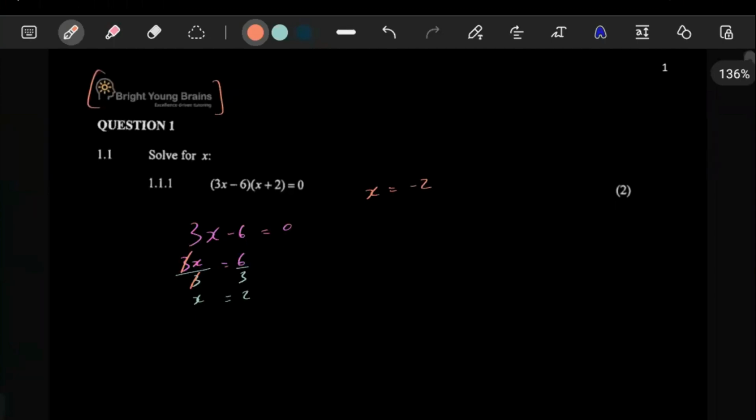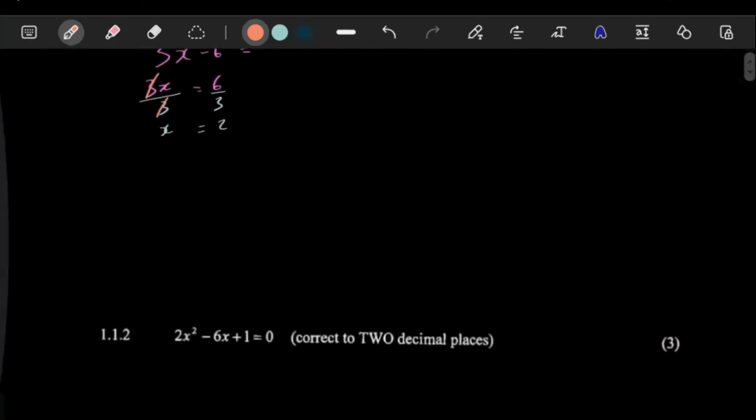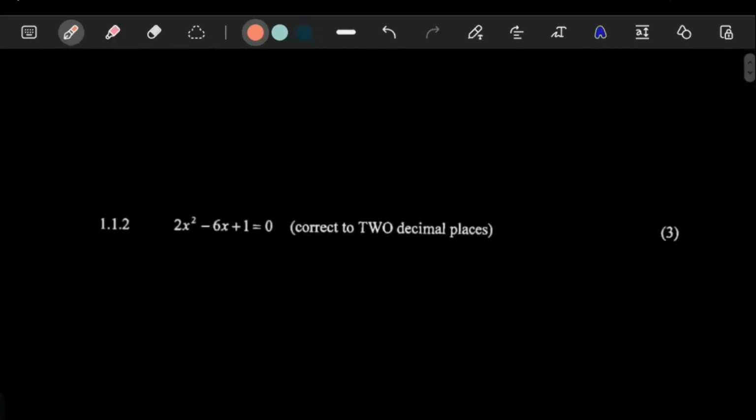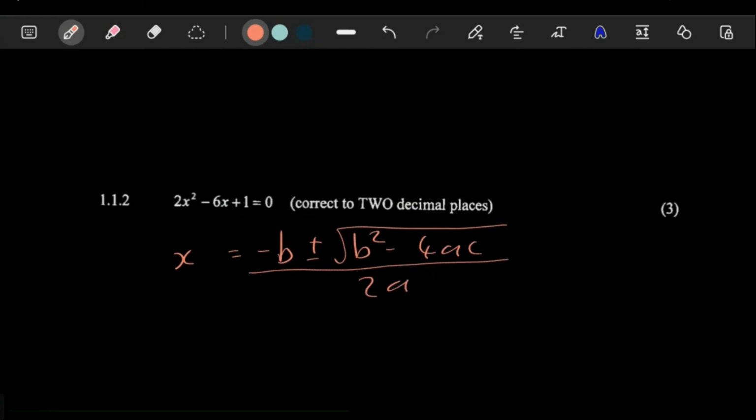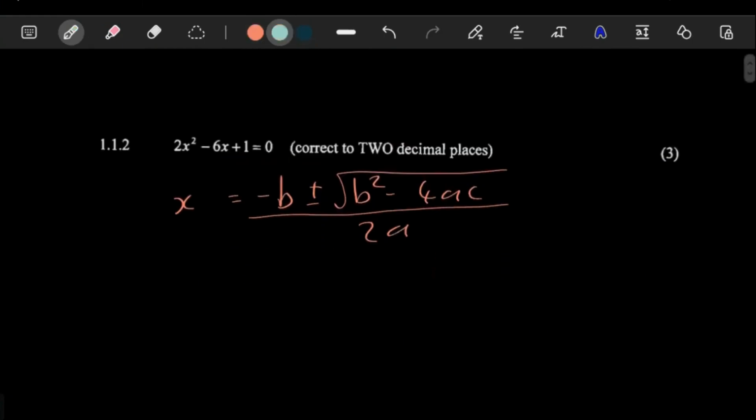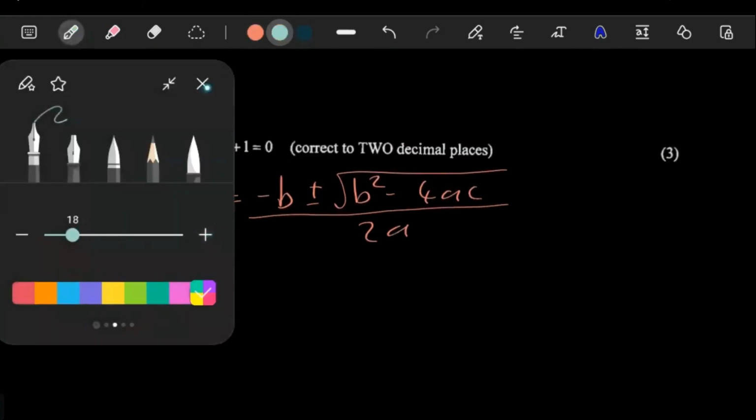Robot boy. Anyways, so 1.1.2 says we need to solve for x here without using a calculator. Oh no, we have to use a calculator here. Since they said it has to be to 2 decimal places, you have to use the quadratic formula. So this is minus b plus or minus the square root of b squared minus 4ac, the whole thing over 2a, right? So all this in the calculator, let's see what we're gonna get.